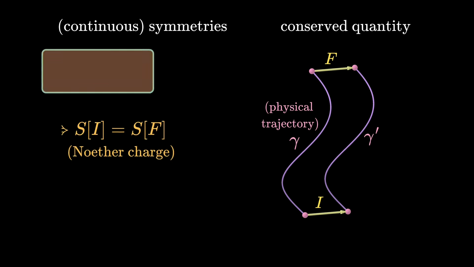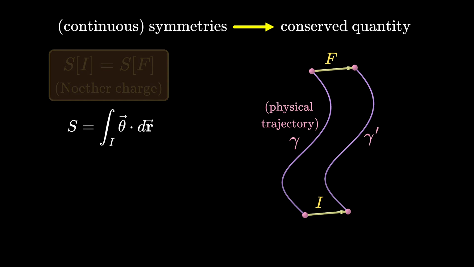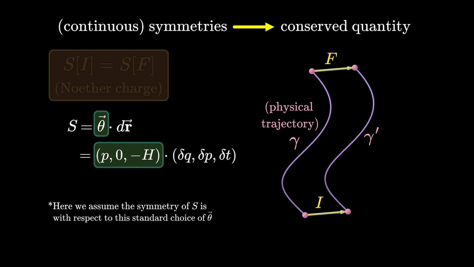Now that we have a conserved quantity, can we calculate what that is? The action is the line integral of a vector potential theta, but since we are considering a tiny symmetry, and I is an infinitesimal path, this is just the integrand inside. We can expand the dot product with the standard choice of theta, which is p, 0, minus h, and dr is how the infinitesimal symmetry changes q, p, and t. So the Noether charge is p delta q minus h delta t.